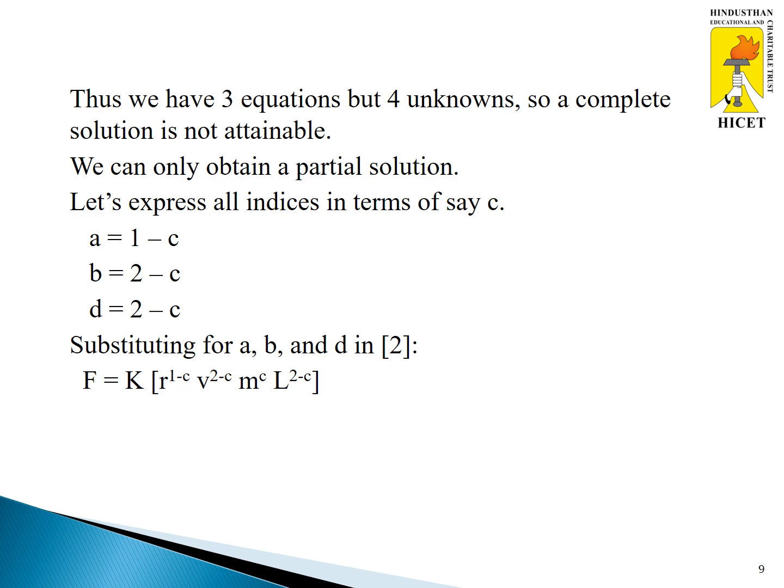Then we have three equations but four unknowns. The complete solution is not attainable. Then A is 1 minus C, B is 2 minus C, D is 2 minus C. Then substituting for A, B and D in equation 2, we get F equals K into R^(1-C), V^(2-C), M^C, L^(2-C).